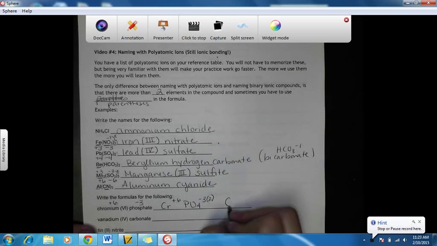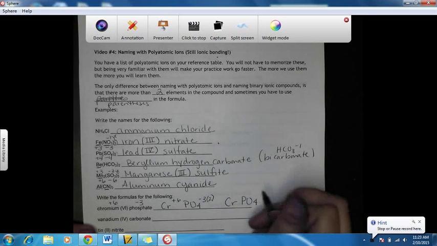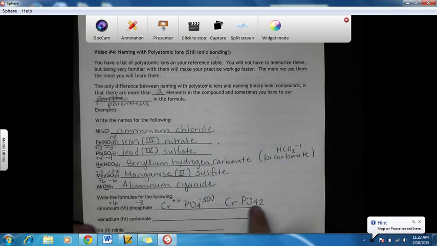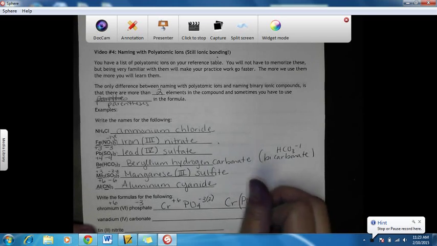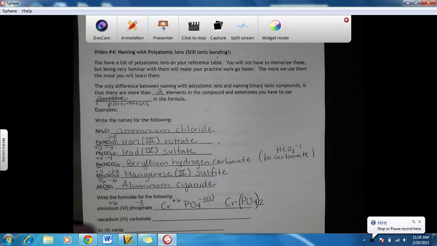So we'll have Cr and then PO4. Now here's where the parentheses come in. We can't just put a 2 here because that makes 42 oxygens, which is not what we want. We want to say that there are 2 phosphates. And so we put parentheses around the PO4 and then the 2 on the outside.